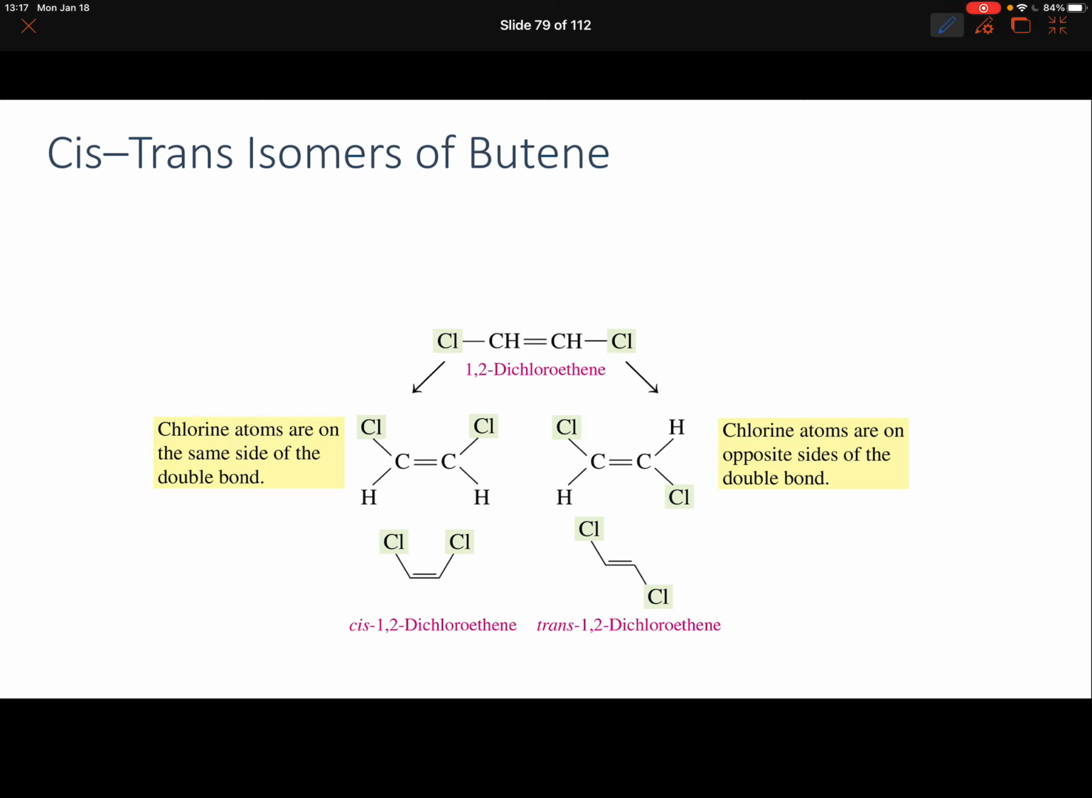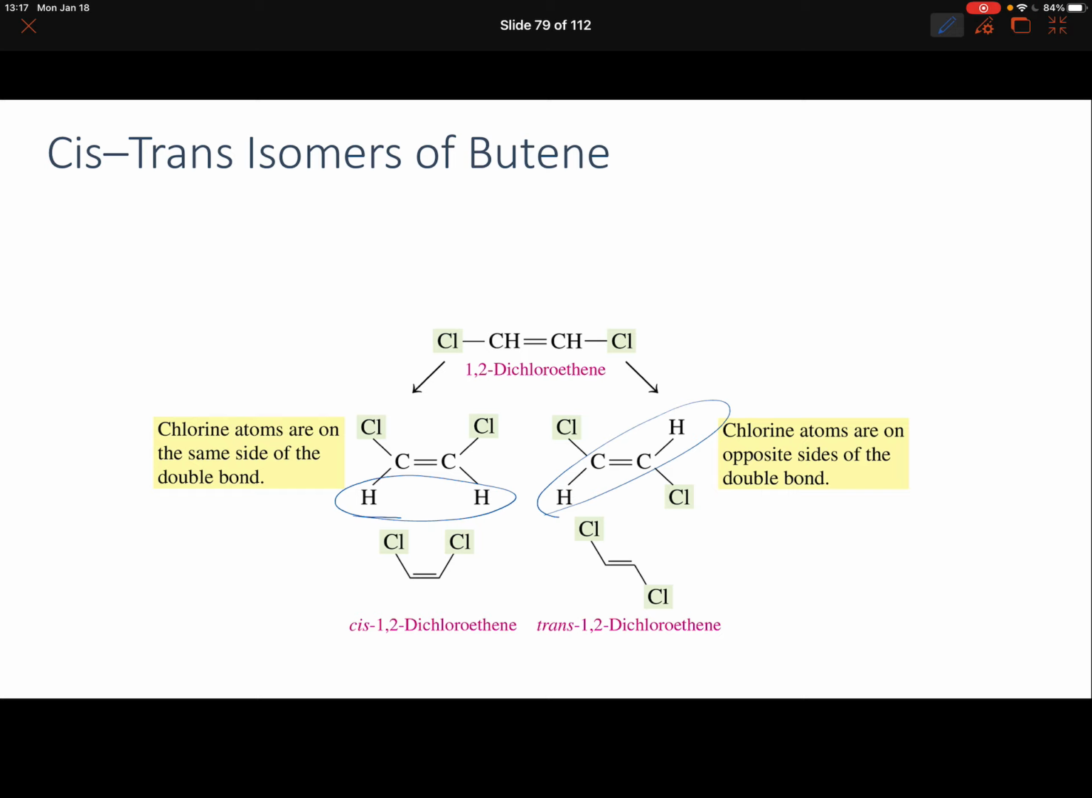So in a cis isomer, the alkyl groups are attached on the same side of the double bond, and the hydrogens are on the other side. In the trans isomer, the groups and the hydrogen atoms are attached on opposite sides. So you can see with the cis, the hydrogens are also on the same side, but in trans, the hydrogens are also flipped.